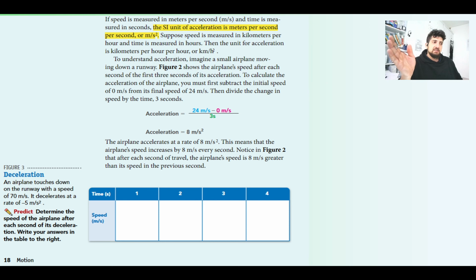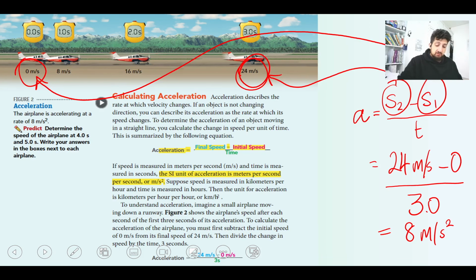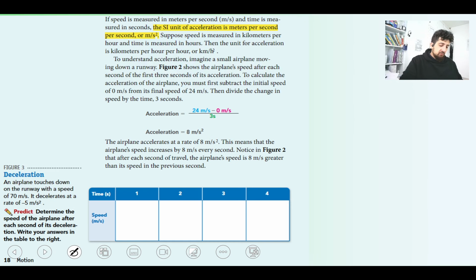So at 3 seconds it's going to be 32. I think it was 32, or is it 24? It was 24. And then if we give it another second, it's going to increase by 8, so it's going to be 32. And if we give it another second, the speed is going to be 40, and so on and so forth. So the plane accelerates at a rate of 8 meters per second squared. This means that the airplane speed increases by 8 meters per second every second. Every second it's increasing by that amount.